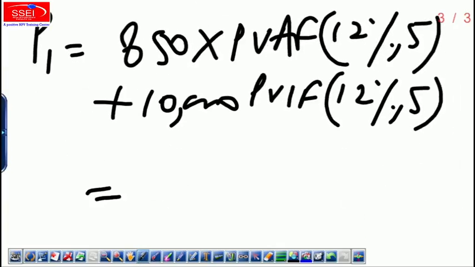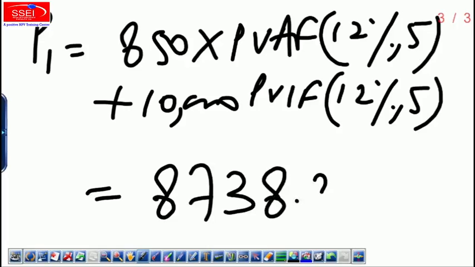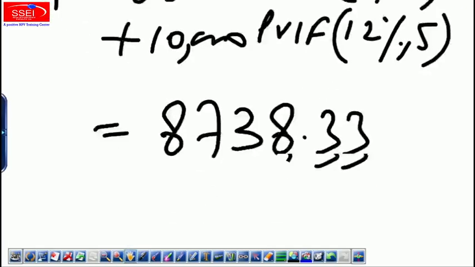Okay, 850 is 5 times, so it's an annuity. 10,000 is the face value. We have to do the present value at 12%. 850 is the annuity, 10,000 is the face value. We have to discount at 12% for 5 years. So we are getting 8738.33, because this time the annuity factor and the discounting factor were not given.